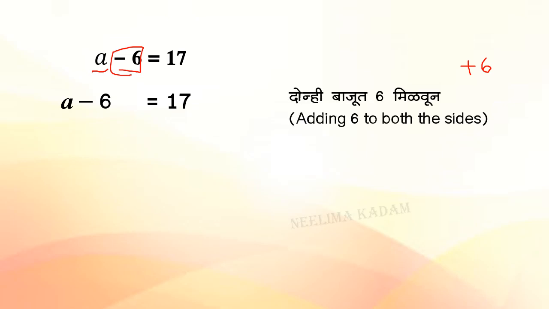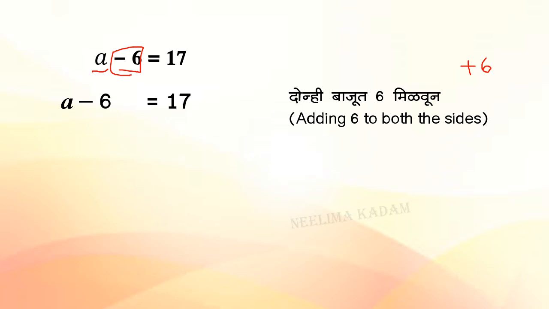This is very, very important. First of all, you have to decide which operation you have to perform, whether it is addition, multiplication, subtraction or division. Now here minus is there, therefore you have to get rid of this minus 6. We have to add 6, so that minus 6 plus 6 becomes 0. So a − 6 = 17. On both sides we are adding plus 6. Here you have to write this sentence: adding 6 to both the sides.